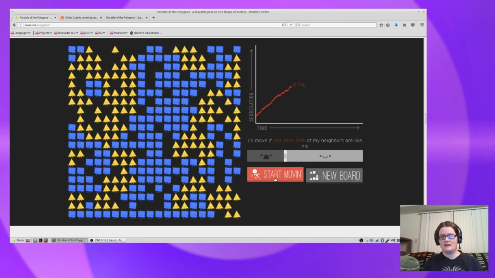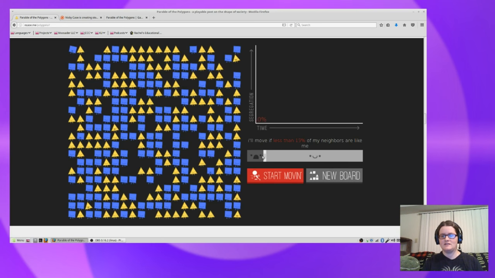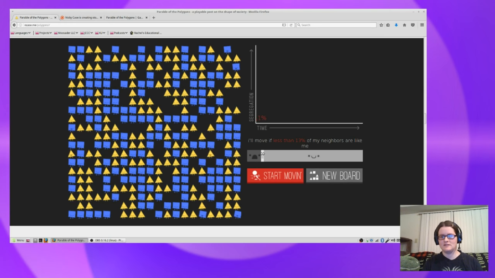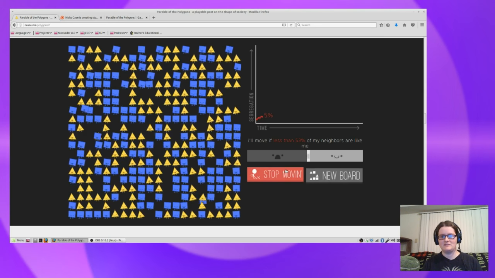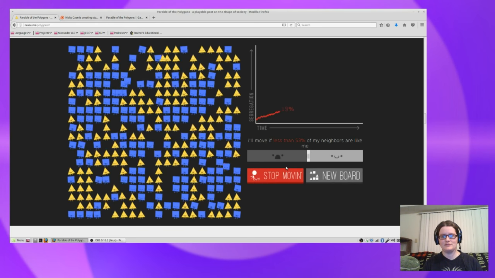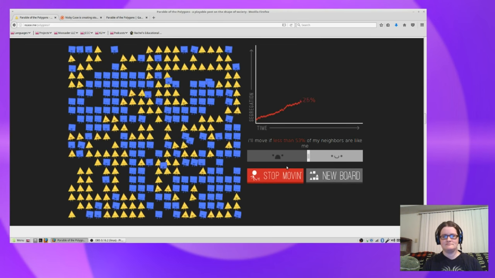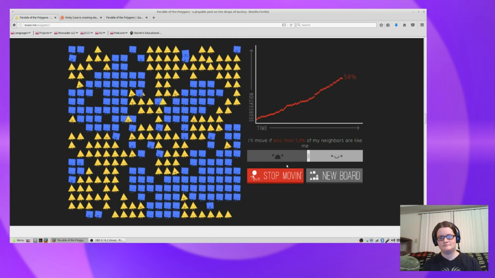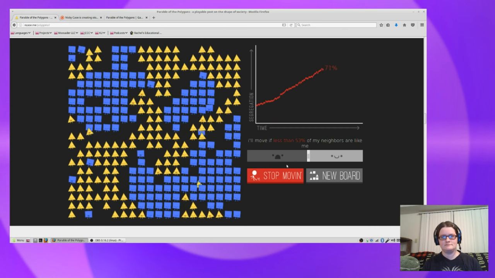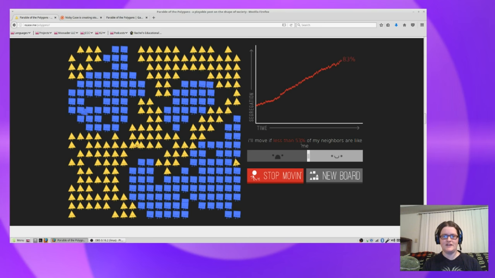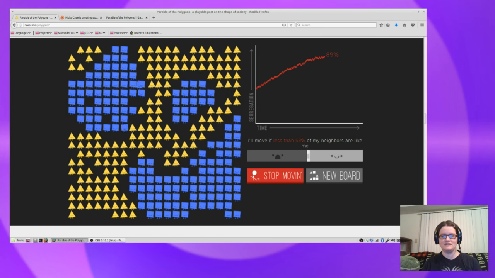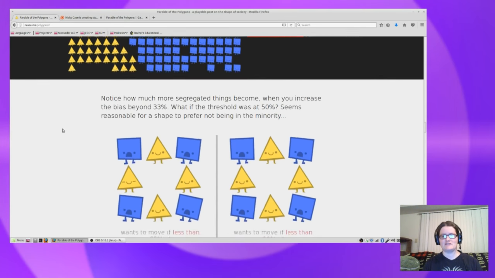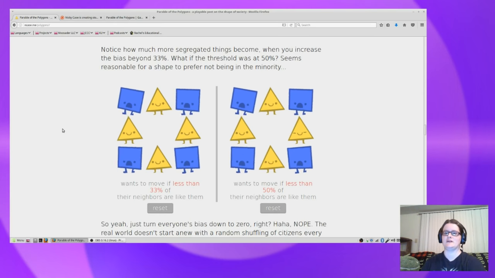So, okay, now we have these groups. Let's try less bias. And they still kind of move around a little bit. Okay, and then let's move to more bias. It'll probably take longer for them to get into some sort of setting that they like. Okay, so if less than half of my neighbors are like me, then this is what ends up happening. Okay, so let's keep going. Notice how much more segregated things become when you increase the bias beyond 33%.